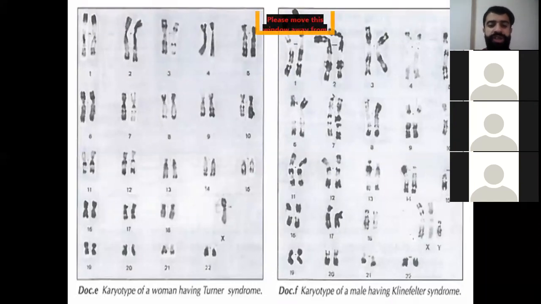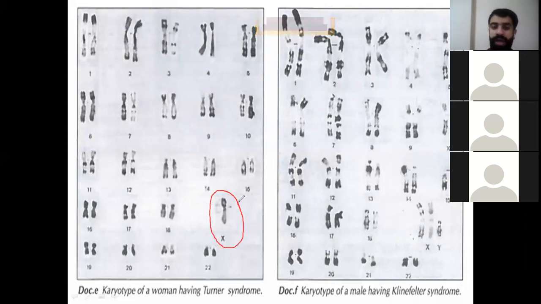Document E shows a karyotype of a woman having the Turner syndrome. Immediately, whenever you see Turner syndrome, it affects the gonosomes. Immediately, you have to study this and be familiar with this. Turner syndrome affects the gonosome. What is the abnormality here? We have an abnormality in the sex chromosome, where we have only one X.